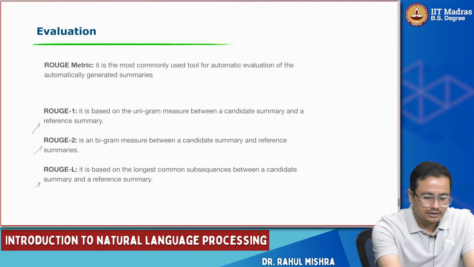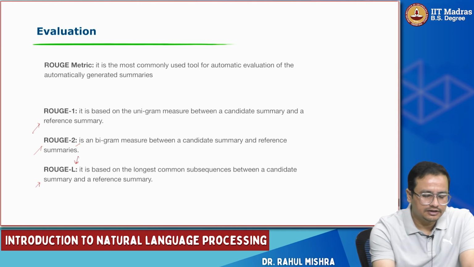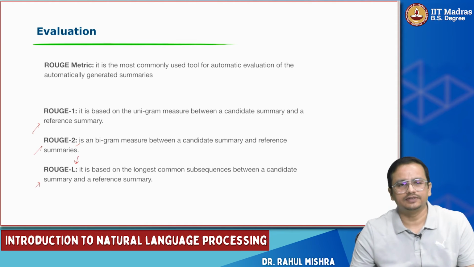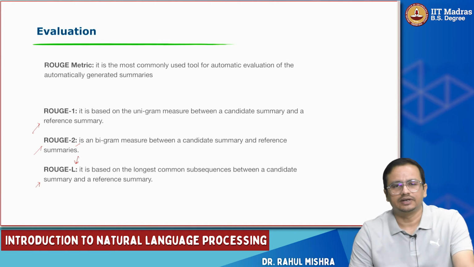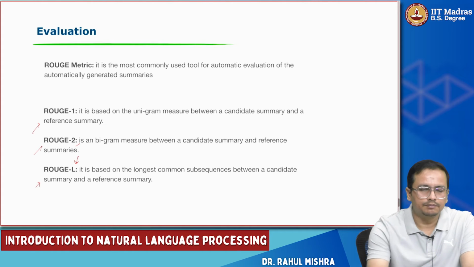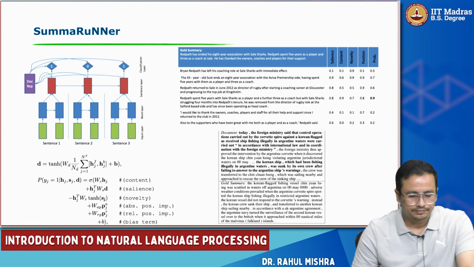And then ROUGE-2 will be bigrams. Similarly, how many bigrams are matching. But ROUGE-L is very strict, and it asks what is the longest common subsequence. So it's not about n-grams anymore. It's about how many words, what span of words, are matching between the generated summary and the gold summary, right? So these three we compute when we want to know how good our generated summary is.